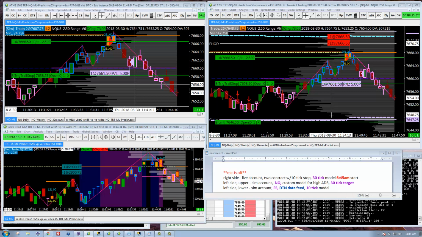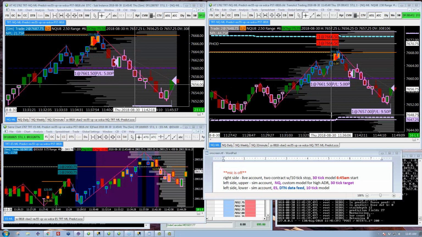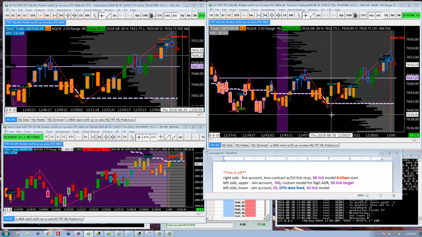I'll pause the recording until something interesting happens. Things are slowing down. All right, so just pulled back and got filled there on the trail. So +5 and +9.5, 895 on the day so far. Let's see what happens here. We've got a little bit less than an hour now. All right, so we end up +775.